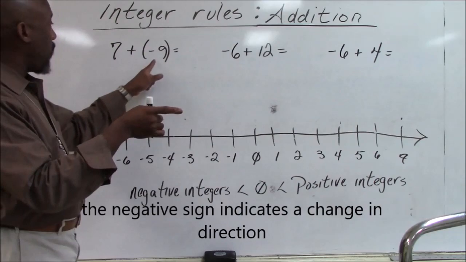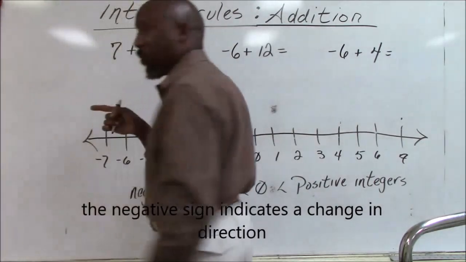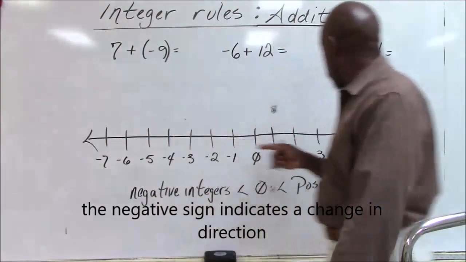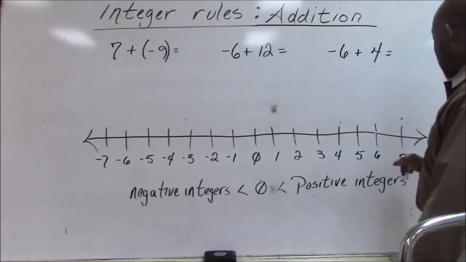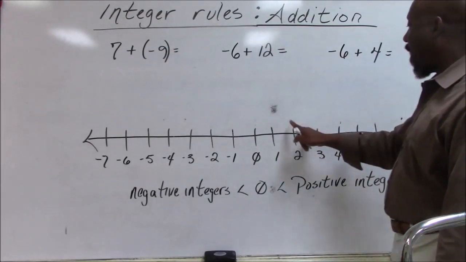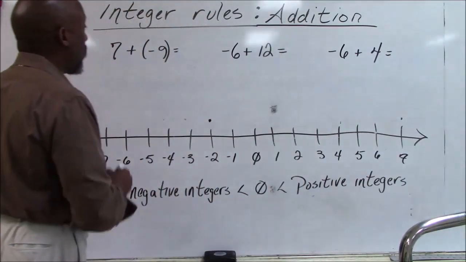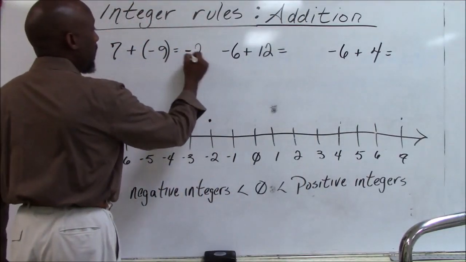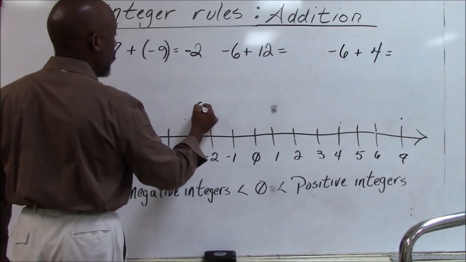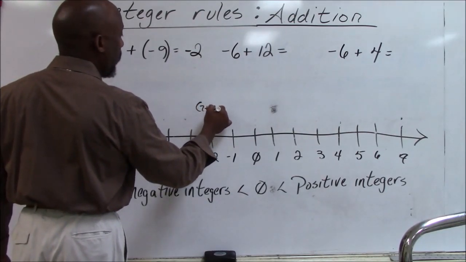And I said every time you get to that negative, you change direction. So we have to count in that direction. So we start from 7 and we count 9. 1, 2, 3, 4, 5, 6, 7, 8, 9. I end up at negative 2. My answer is negative 2. That's the solution to 7 plus negative 9.